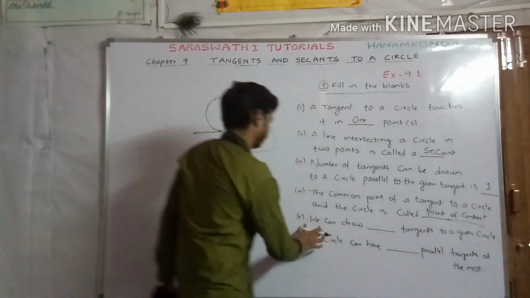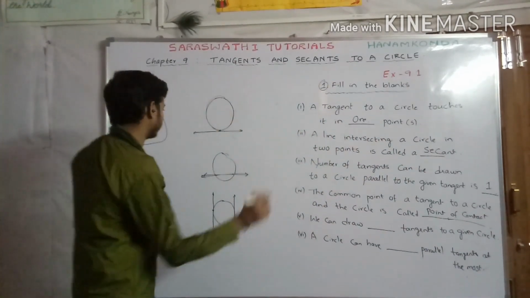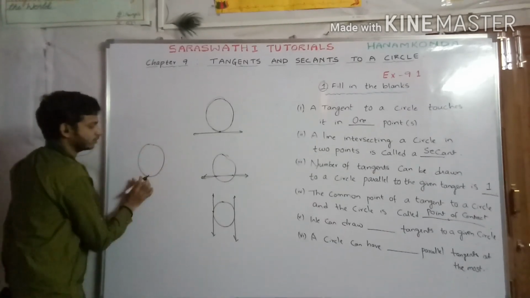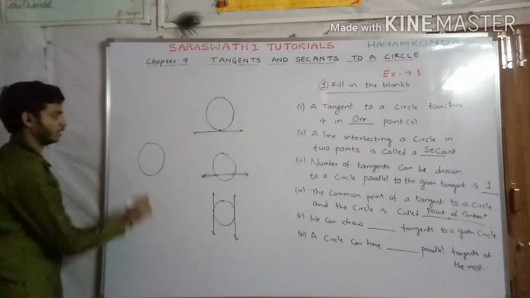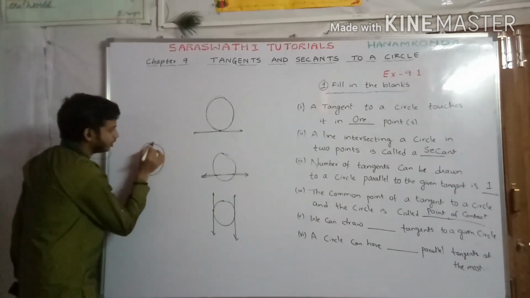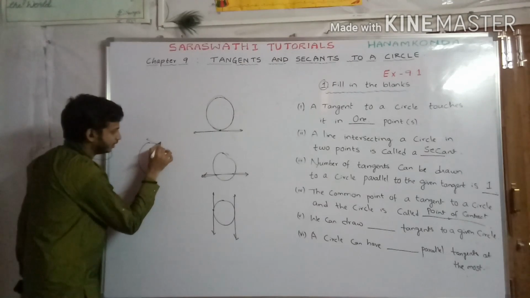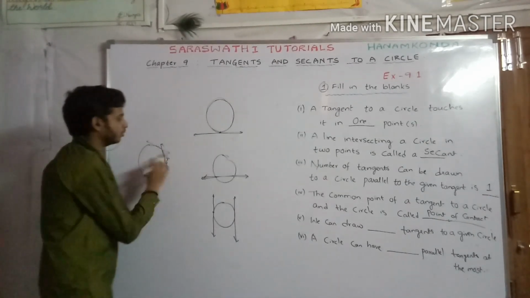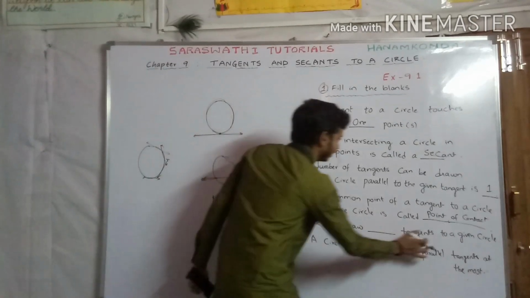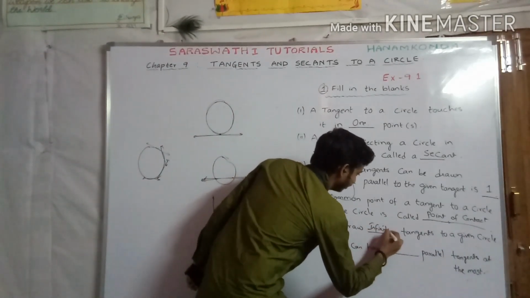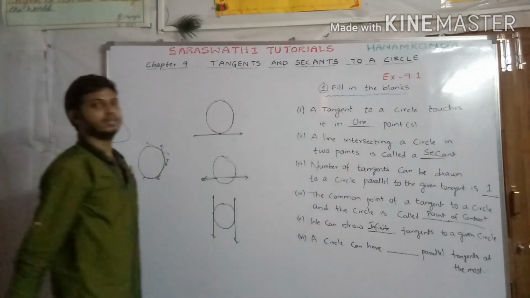Next, we can draw dash tangents to a given circle. Since we know that a circle is a set of points which are equidistant from a fixed point, a circle consists of an infinite number of points. From each and every point we can draw one tangent. That means we can draw infinite tangents to a circle. We can draw an infinite number of tangents to a given circle.